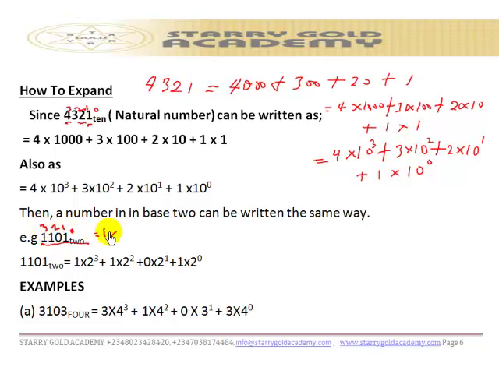1 times your base 2. 1 times 2, this 2 here, raised to the power 3, plus 1 times 2 raised to the power 2, plus 0 times 2 raised to the power 1, plus 1 times 2 raised to the power 0. Now what you have just done is you have just expanded this number. Now let's check for more examples on the board.